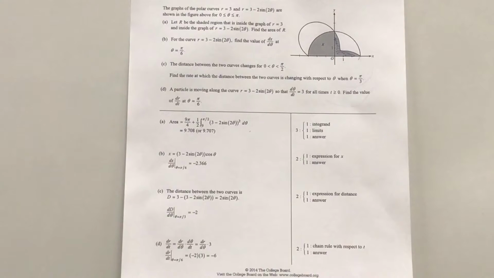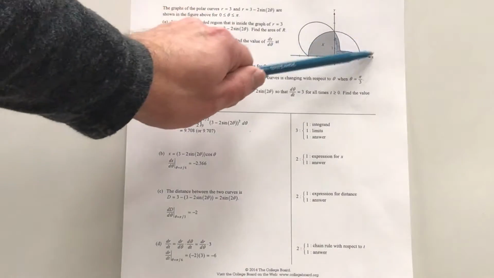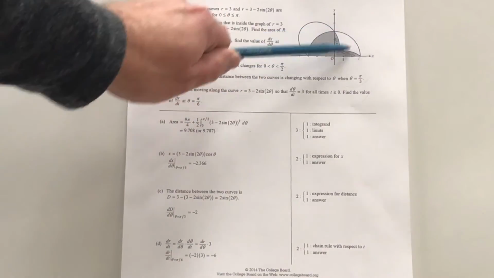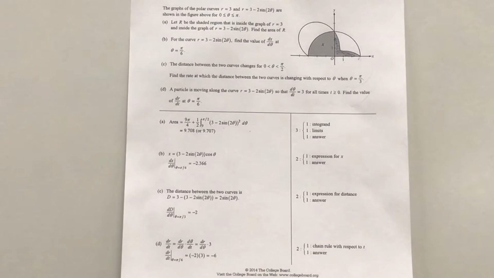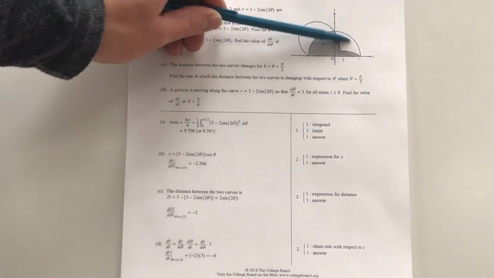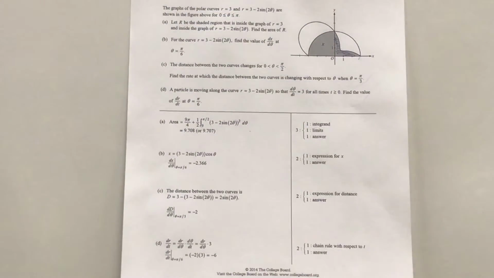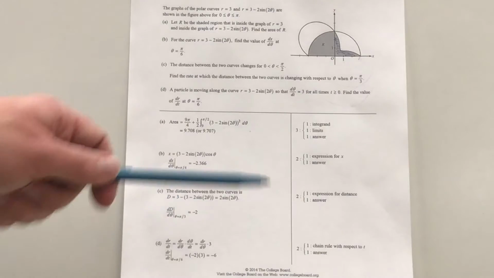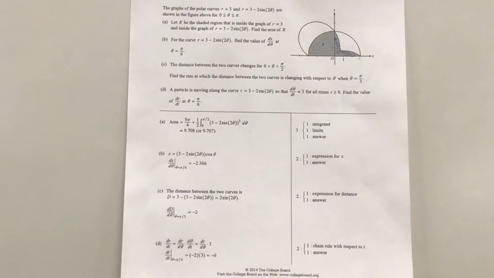Then part C, the distance between the two curves changes from 0 to pi over 2. Clearly, you can see that happening: sometimes these are closer together, sometimes they're farther away. Find the rate at which that distance is changing when theta equals pi over 3. First, we need an expression for the distance between the two curves. That's a top minus bottom thing, just like we've used when we've done area between two curves in the past with regular coordinates. So the distance between the curves is just the top minus the bottom, 3 minus this expression for r, which simplifies to just 2 sine 2 theta.